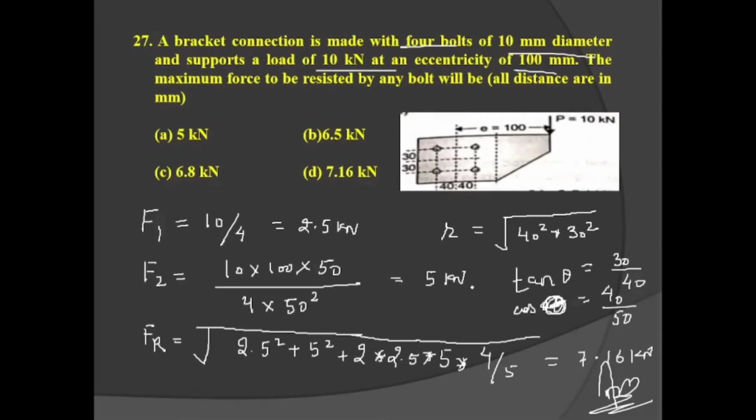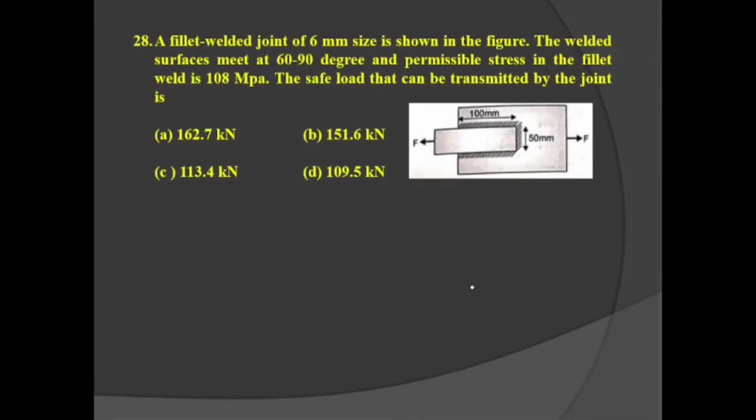This is our 27th question. Now 28th question. A fillet weld joint of 6 mm size is shown in the figure. The welded surface meets at 60 to 90 degrees, which means the K value is equal to 0.70. Permissible stress is 108 megapascal. The safe load F we have to calculate, and the size of weld is given as 6 mm.